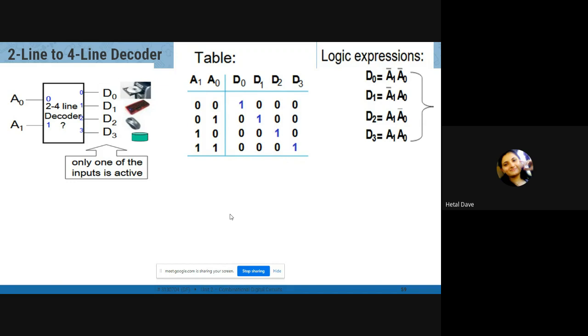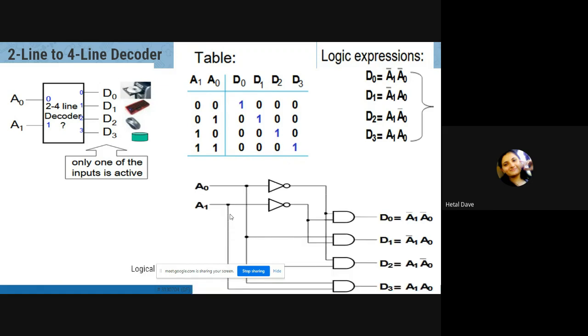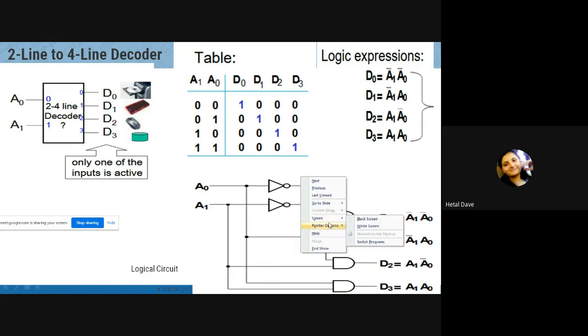Once the Boolean equation is made, then we will design a circuit. So in this circuit, what is D0? A1 bar, A0 bar. So here inverters are taken. Inverter, this is A0 bar. And this is A1. Based on the equation, connections have been made.